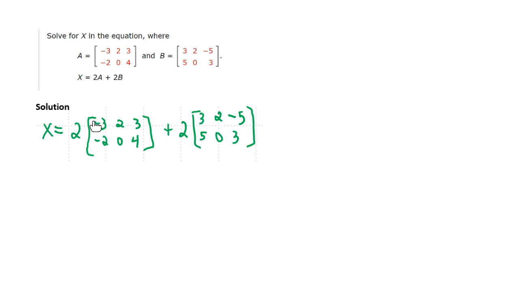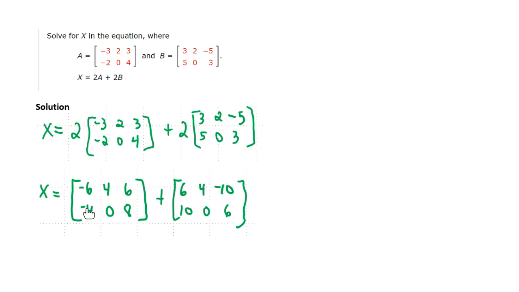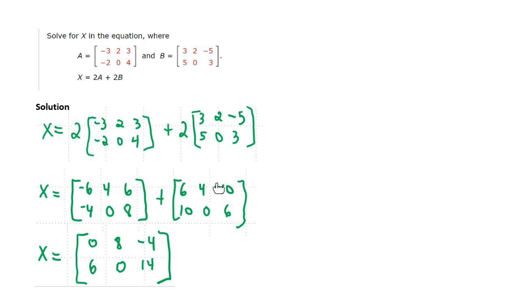So first I can do the scalar multiplication. I'm going to multiply everything by 2. So 2 times -3 is -6. 2 times 2 is 4, and so on. And on the right side, 2 times 3 is 6. 2 times 2 is 4, and so on. Okay. Again, you can check the order, but the orders are the same. This is a 2 by 3, 2 by 3. So -6 plus 6 gives me a 0. 4 plus 4 gives me 8. -6 plus -10 gives me -16, and so on.